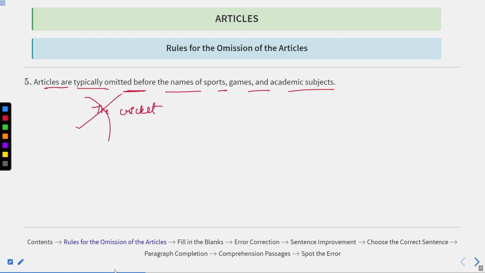Yes, I can say "the hockey tournament", and "the hockey stick" is correct, but I cannot say "the hockey". Before the name of any sport or game we cannot use "the". I cannot say "the Ludo" or "the snake and ladders"; snake and ladders, Ludo, carom board, I cannot use "the" before them. If we talk about academic subjects, I can say "English", I cannot say "the English". I can say "arithmetic", I cannot say "the arithmetic". So in this manner we should not use an article before such words.